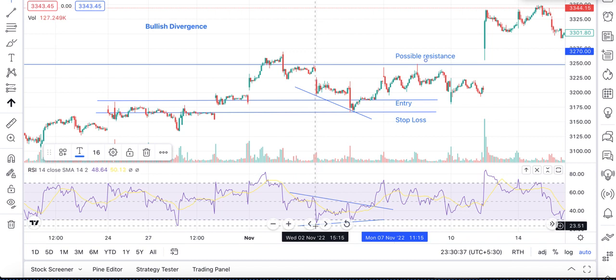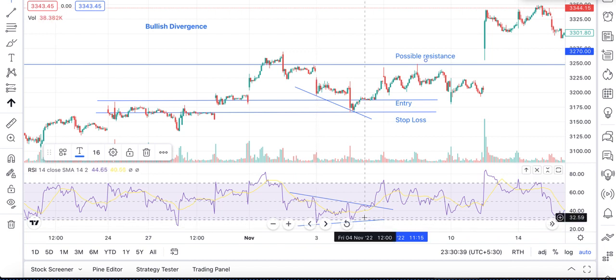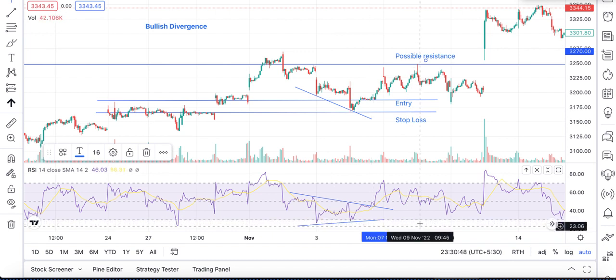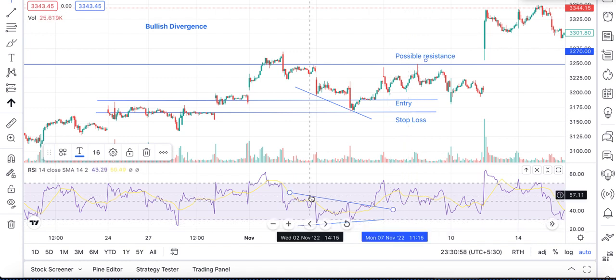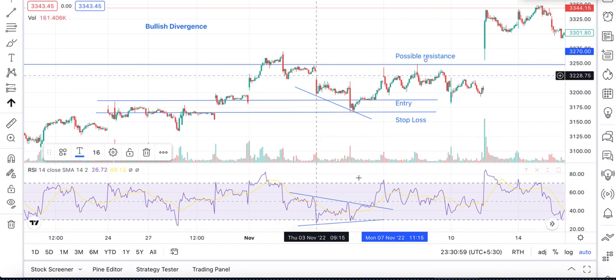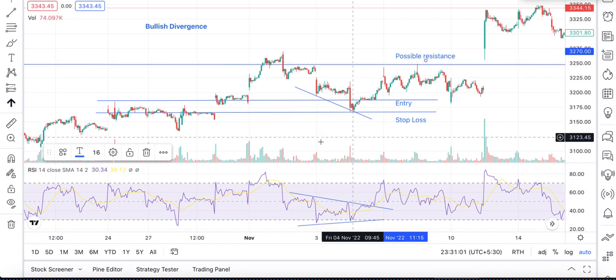The momentum with which it lost and the RSI oscillator did not go hand in hand with the price of the stock. So it made a low of around 25, and then the next low that the RSI made was around 27 or 28, which means that it recovered quite sharply. Which means you've now identified this divergence, and this is a bullish divergence.